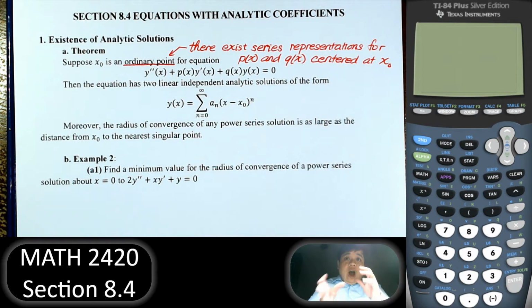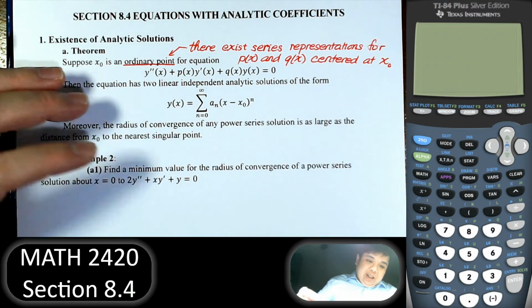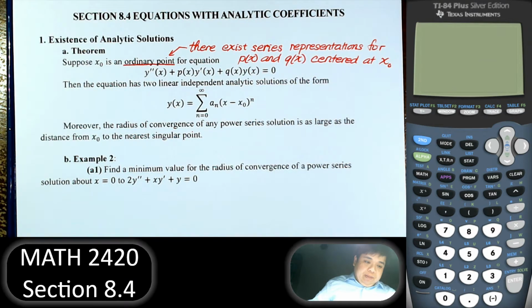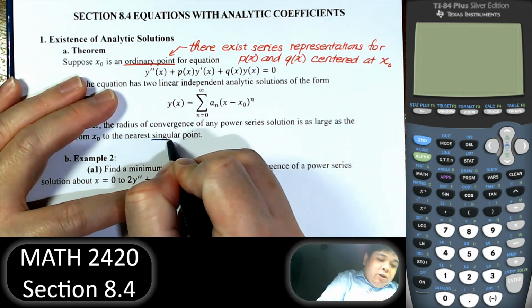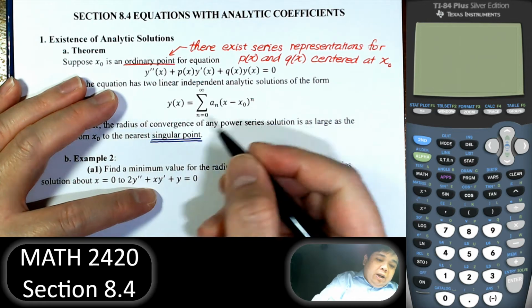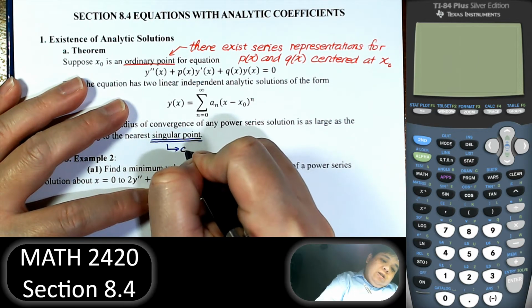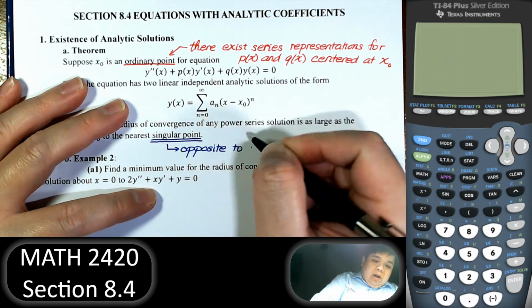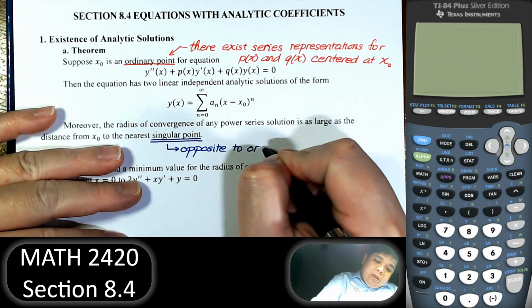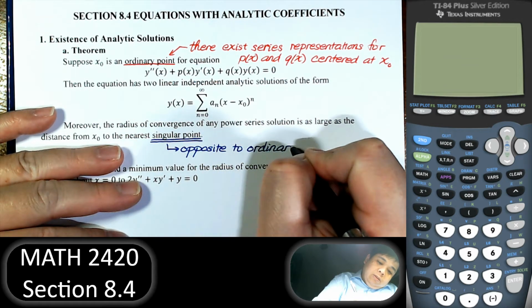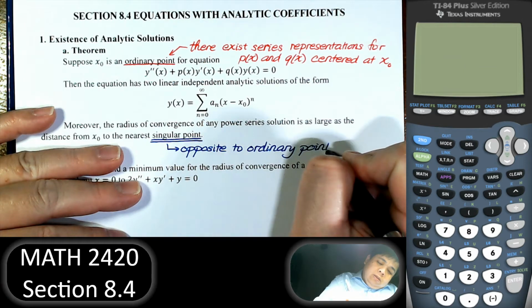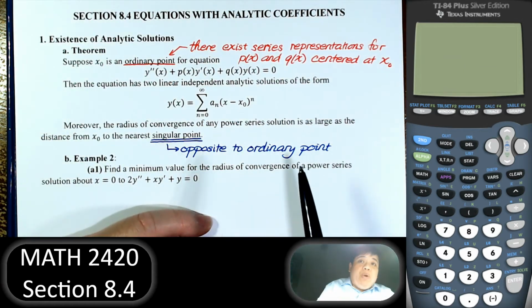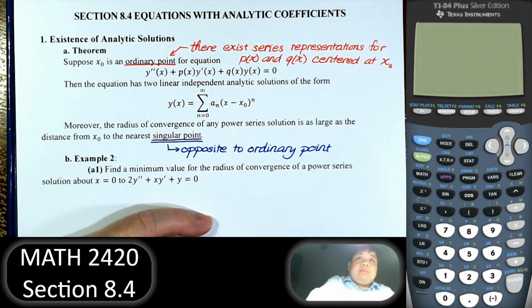Singular point is opposite to ordinary point. So let me write here: singular point is opposite to ordinary point. Meaning that p of x and q of x will not have a series representation at that point, or usually if the function is undefined at that point, then it is a singular point.